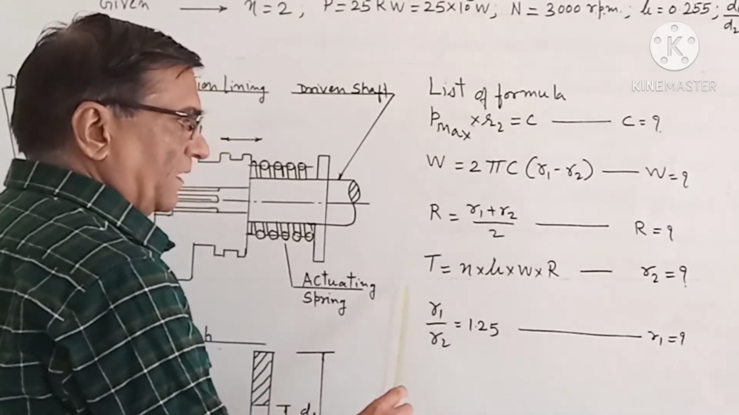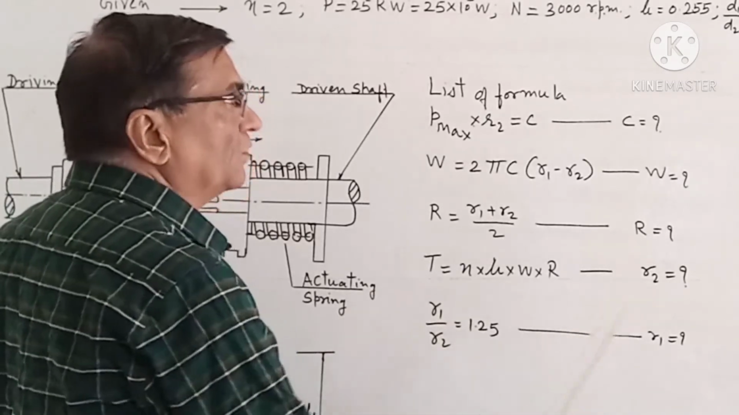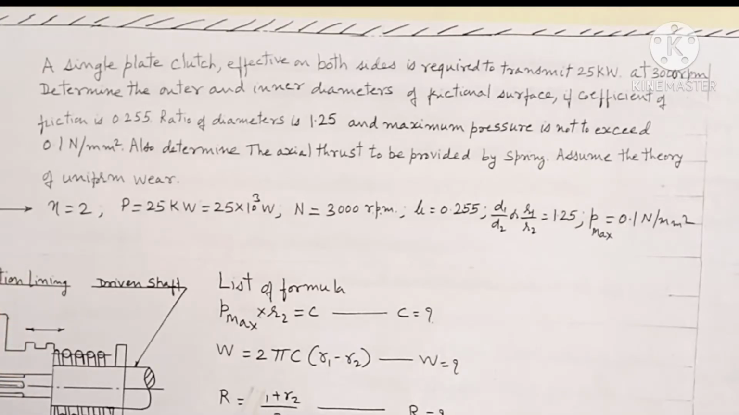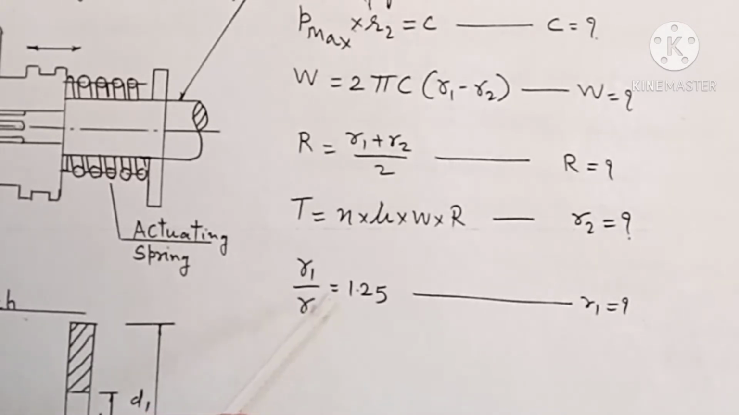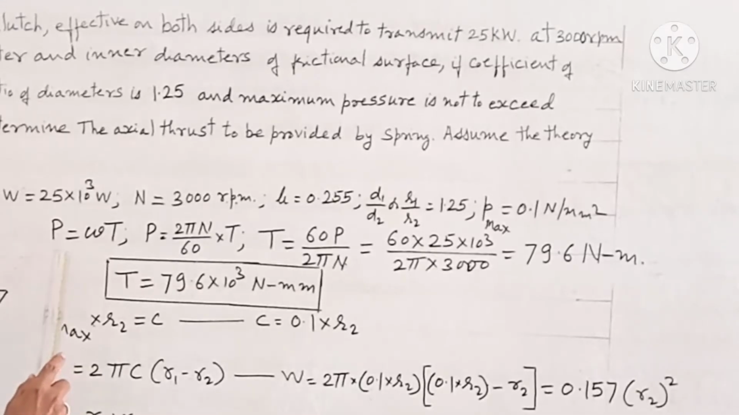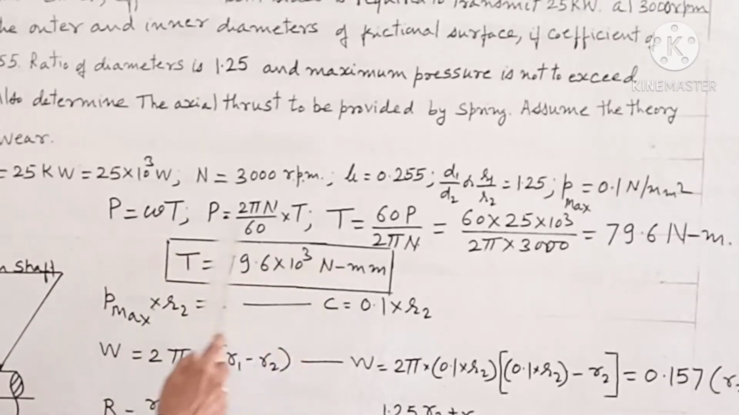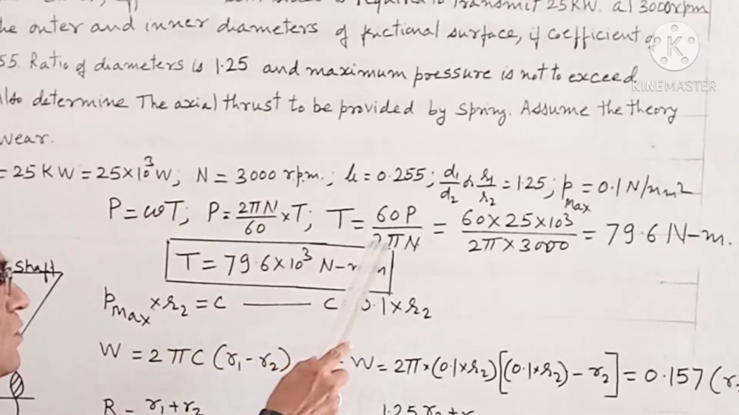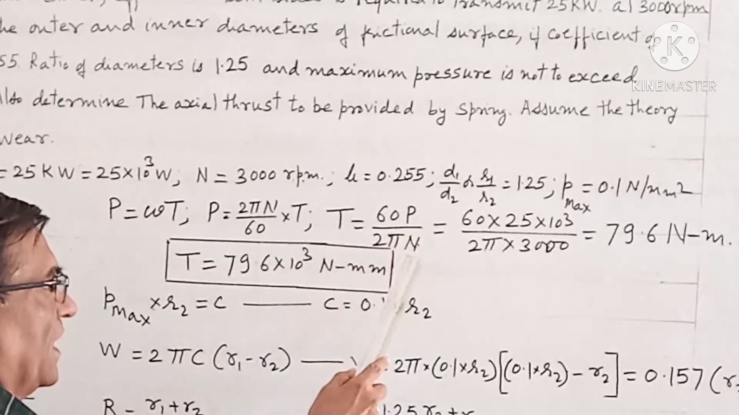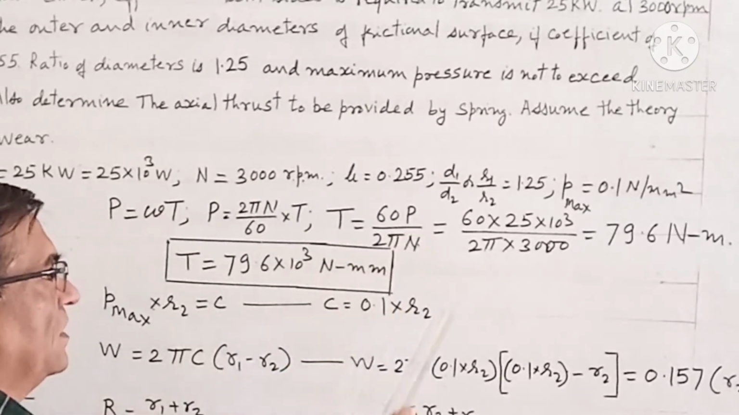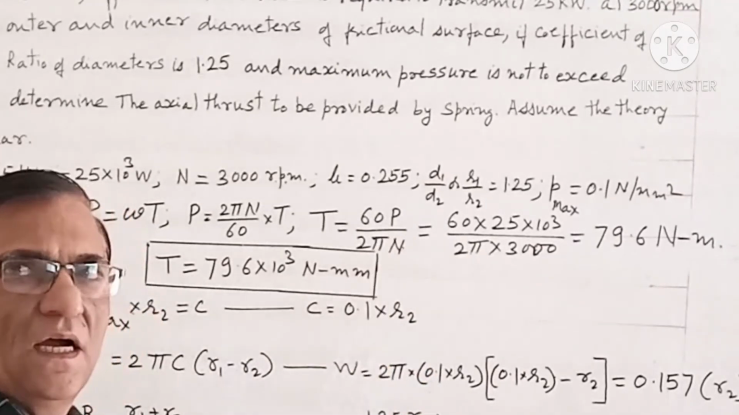Now from the formula torque is equal to N into mu into W into R, where R is mean collar radius, we will calculate R2, because we will use this formula as we have to assume the theory of uniform wear. Now from the formula R1 upon R2 is equal to 1.25, we will calculate R1. From the formula P is equal to omega T, we will calculate the value of torque. Now omega is equal to 2 pi N upon 60, and transferring the values, T is equal to 60 P upon 2 pi N, where P is in watt, N is in rpm.